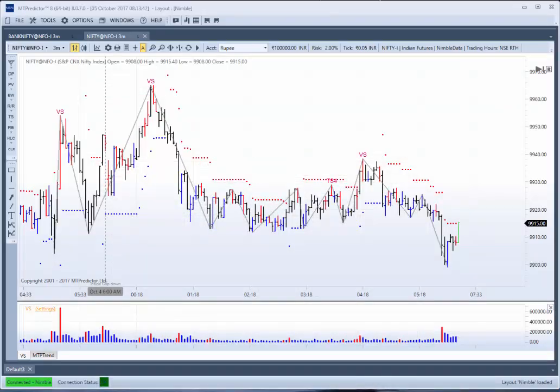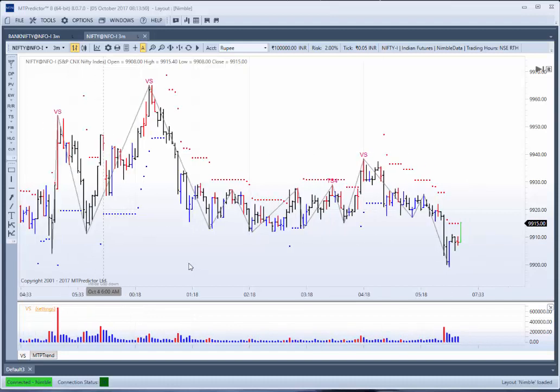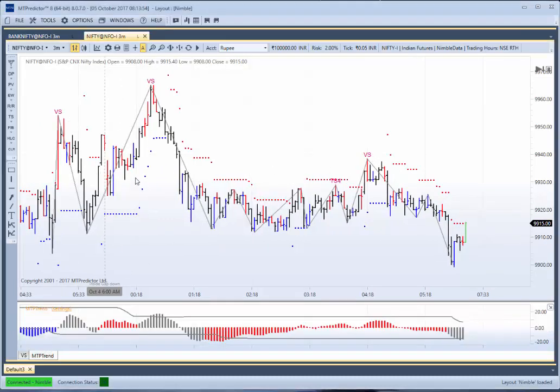Right, let's have a look at a 3-minute chart of the Nifty. This is what's unfolded today, which is October the 5th. And as you can see, we had a couple of VS sell setups here. The main one I want to look at is this particular one here that nailed the high of the day.